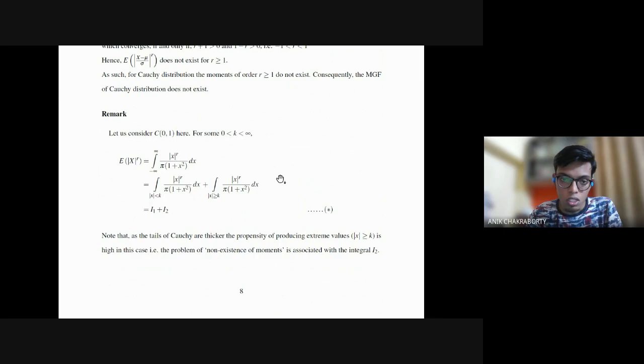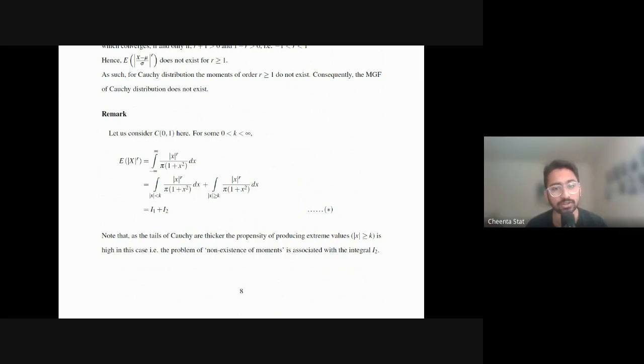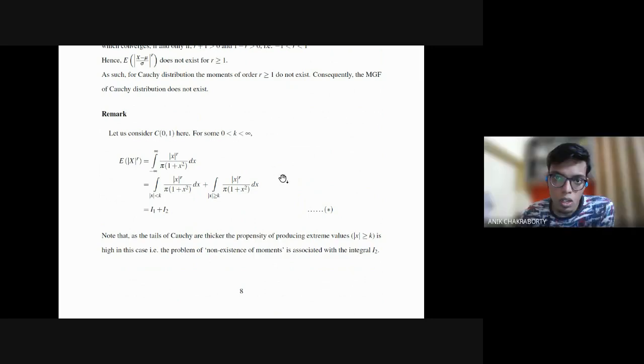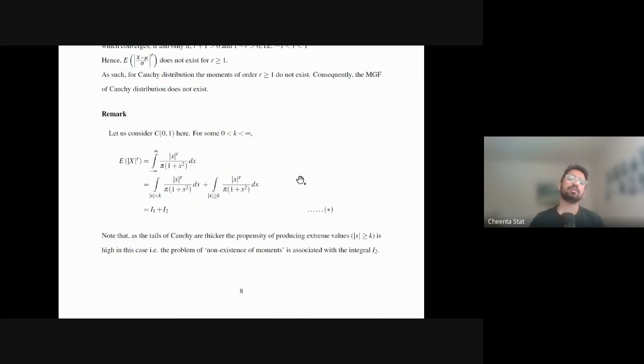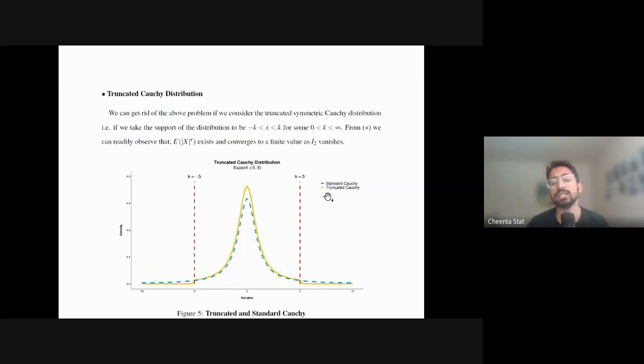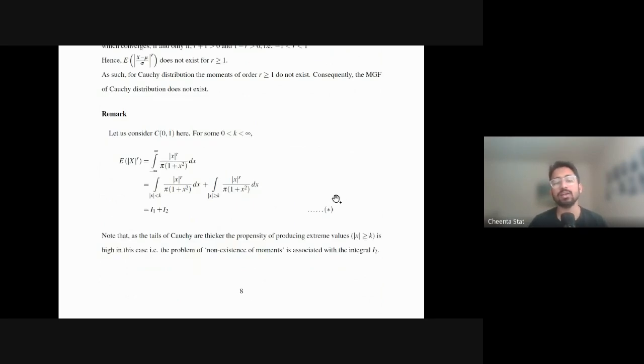No, this is for mod r greater than or equal to one. Less than one, or greater than one? Sorry, I think greater than one. Yeah. So that's interesting. So for mod r greater than or equal to one, the moments will not exist, and you can understand this.